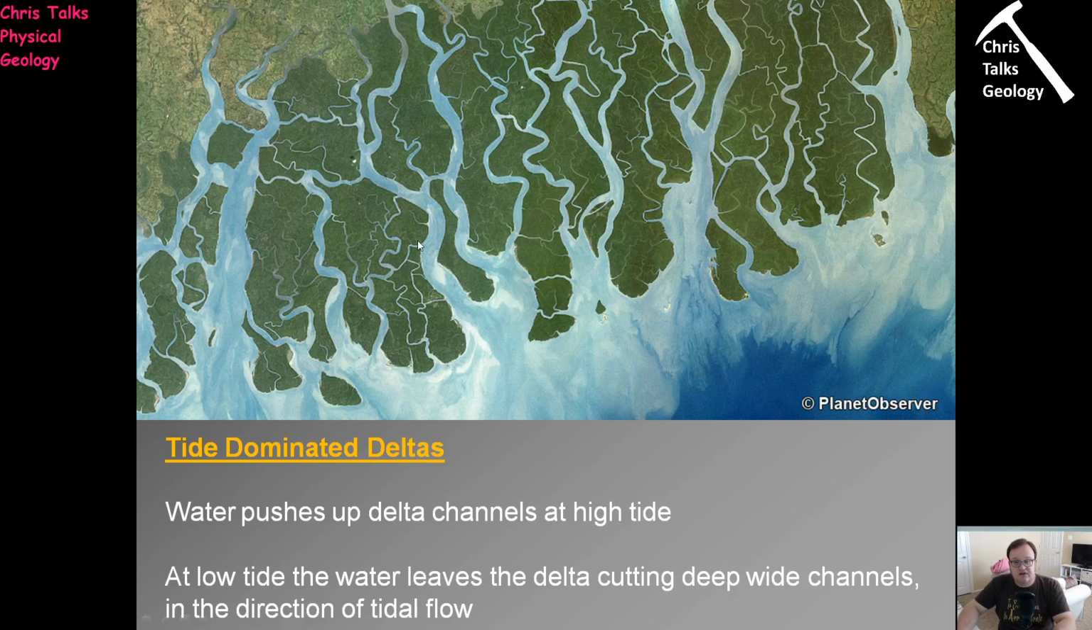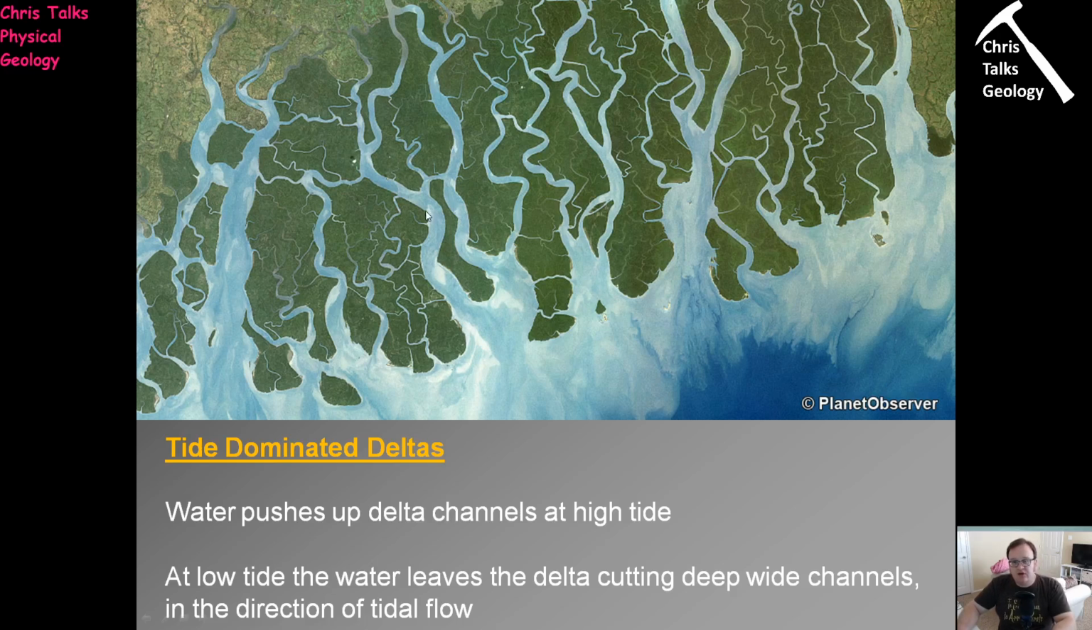The final type of delta is a tide-dominated delta. So this is the Ganges Delta right here. Now, in the case of tide-dominated deltas, what happens is your delta will get covered over by water for a portion of the day, and then when the tide comes back out, it comes off the delta and it pulls huge quantities of sediment off the delta out into open water.